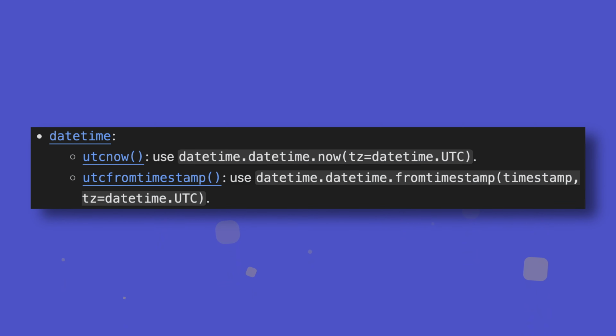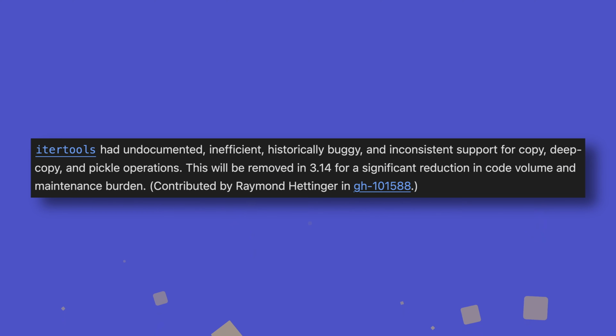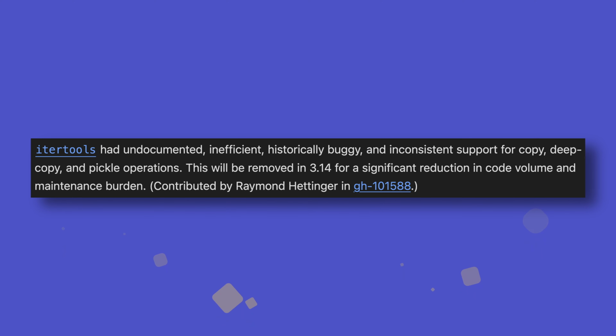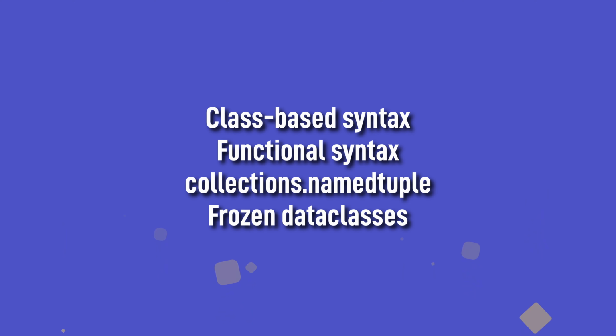As far as deprecations go, there isn't really anything that controversial here, like the datetime.utcnow deprecation in Python 3.12. There are some undocumented features that are being removed to reduce maintenance burden, such as itertools' support for copy and pickle operations, as well as the keyword argument syntax for creating typed named tuples. The former is described as inefficient, historically buggy, and inconsistent, and the latter has no less than 4 viable alternatives, so I think we'll be fine without them. They're being removed in Python 3.14 and 3.15 respectively.